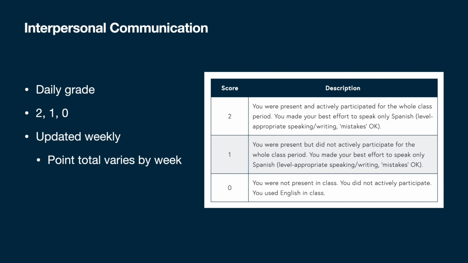And if they earn a 1, I'll write a 1 by their name. If they earn a 0, I'll put a 0 by their name. If they're absent, I'll put an A by their name. It's a very simple system to keep track, and at the end of the week, all I have to do is add up the points and put them in the gradebook. It's very fast, and it's a great way to hand out interpersonal communication points.